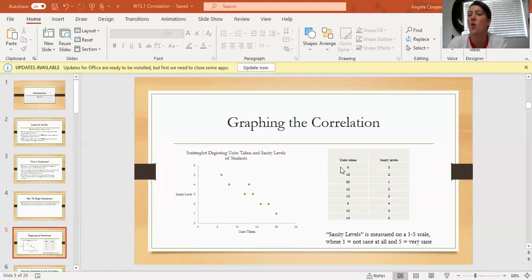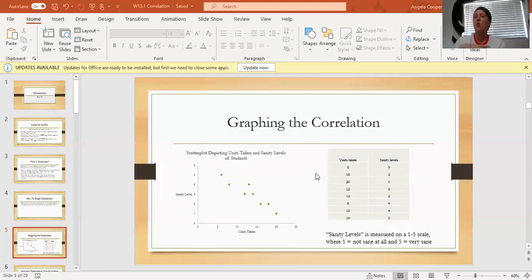So this first person, oh, I am taking 6 units and I'm pretty sane right now. I have a 5 on this scale. Next person is taking 18 units and they are saying, I'm not too good right now. I'm gonna score my sanity level as a 2. And you'll see the corresponding scores for each individual.